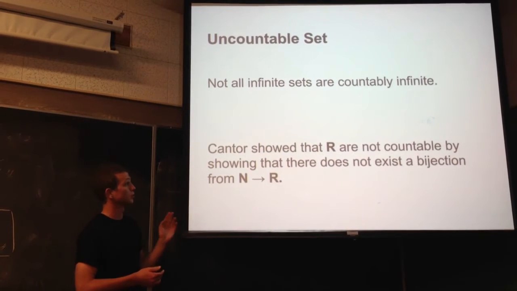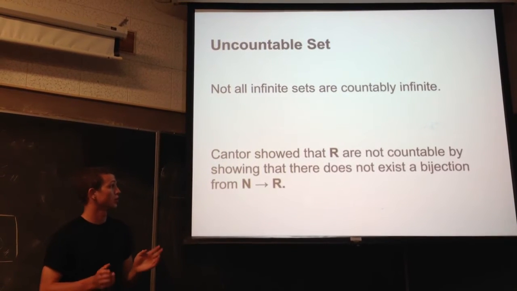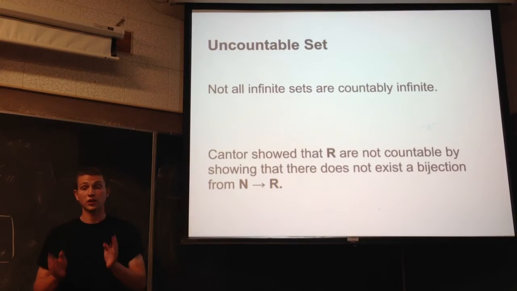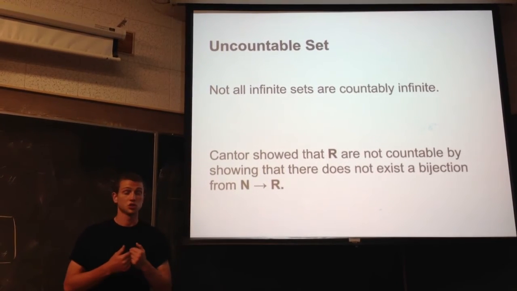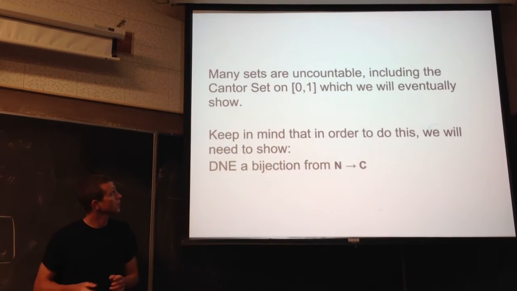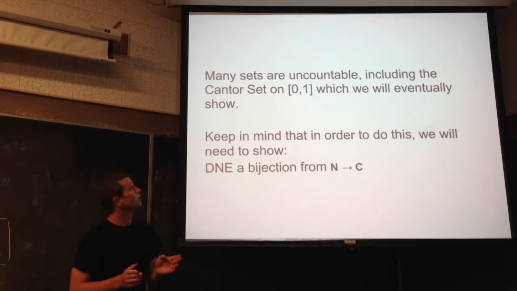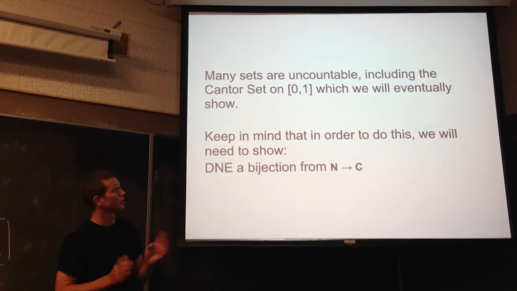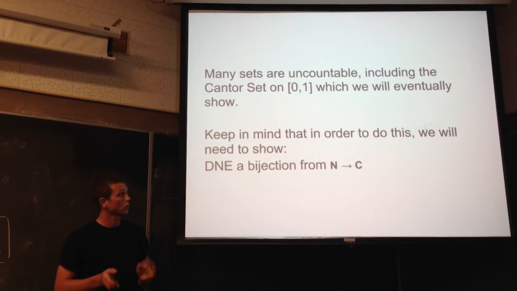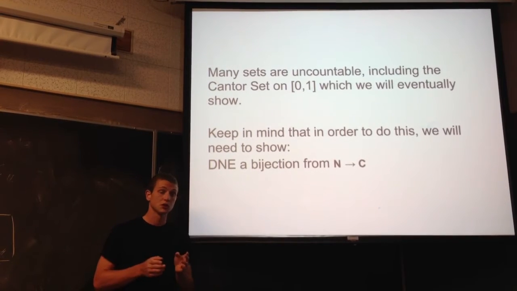They proved that the reals are not countable by showing that there does not exist a bijection from the naturals to the reals. And it's a very similar proof to what we'll do to show that the Cantor set is not countable. So, like I said, many sets are uncountable, including the Cantor set on the closed interval [0, 1]. We will eventually show this. Keep in mind that in order to do this, we'll need to show there does not exist a bijection from the naturals to the Cantor set.